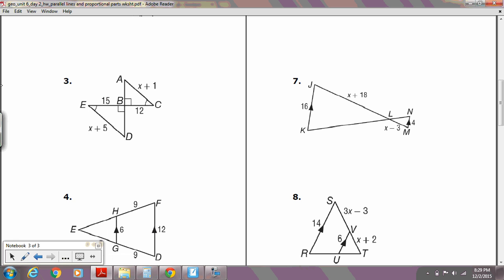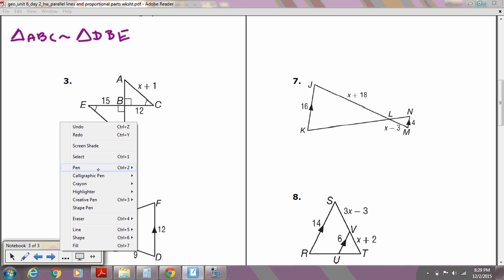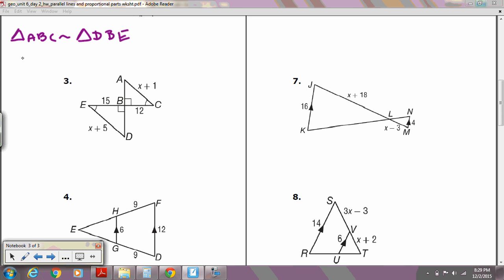All right, let's work on 3. This one's nice because it already marked for us the congruent angle pairs. So now I can list the similarity statement and say that triangle ABC is similar to triangle DBE. Now I can list my proportional sides. So I know that AC is proportional to DE, and it should equal BC, which is proportional to EB or BE.